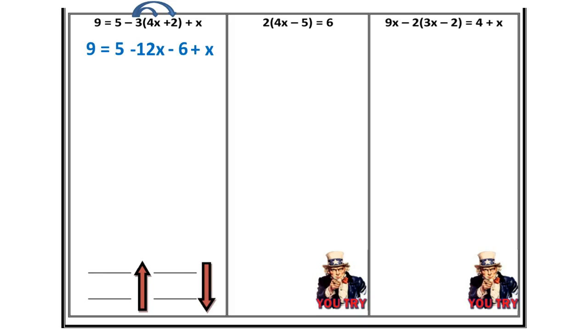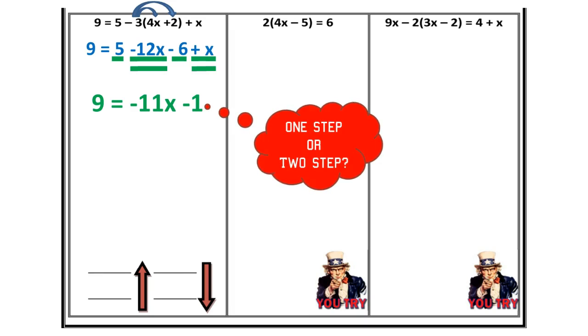I want to combine like terms on both sides. 9 is already by itself on the left, so I'm going to combine just on the right. I have constants, I have sets of x. Negative 12 plus 1x gives me negative 11x. Negative 6 plus positive 5 gives me negative 1. This is a two-step equation. My variable is being multiplied by negative 11, and then we're subtracting 1. So, in order, I'm multiplying by negative 11, subtracting 1. Inverted, I'm adding 1 and dividing by negative 11.